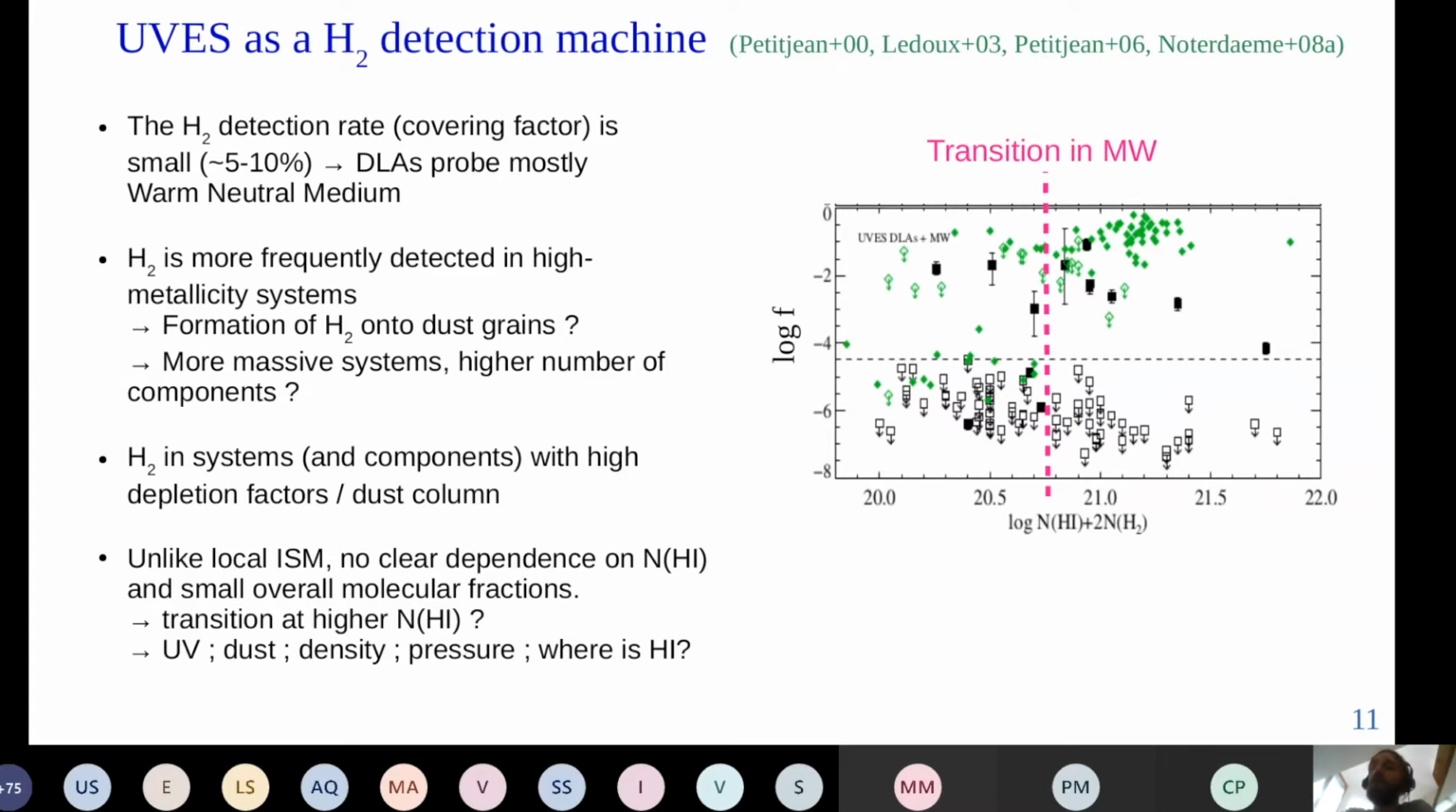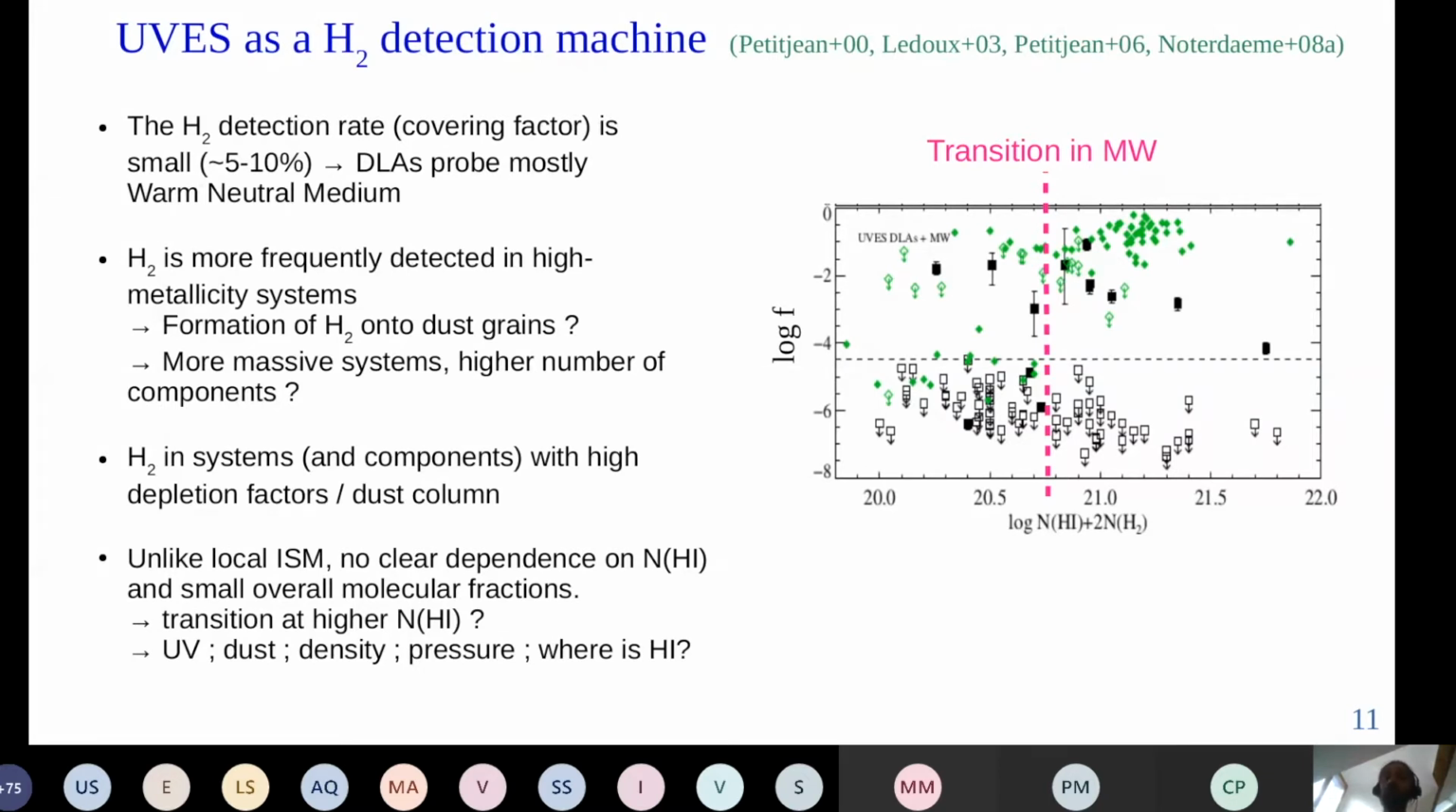So as long as you go above a column density of something like 20.7, you always see H2, which was not the case in the DLAs. So the question was, is there any transition at higher N(H1)? Should we go to much higher H1 column densities at high redshift to see such a systematic H2 and a transition?